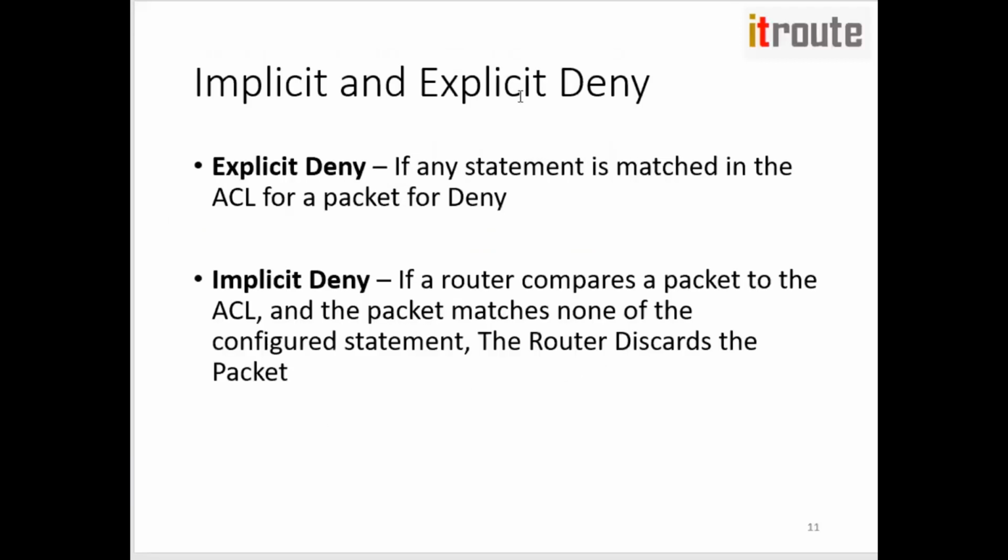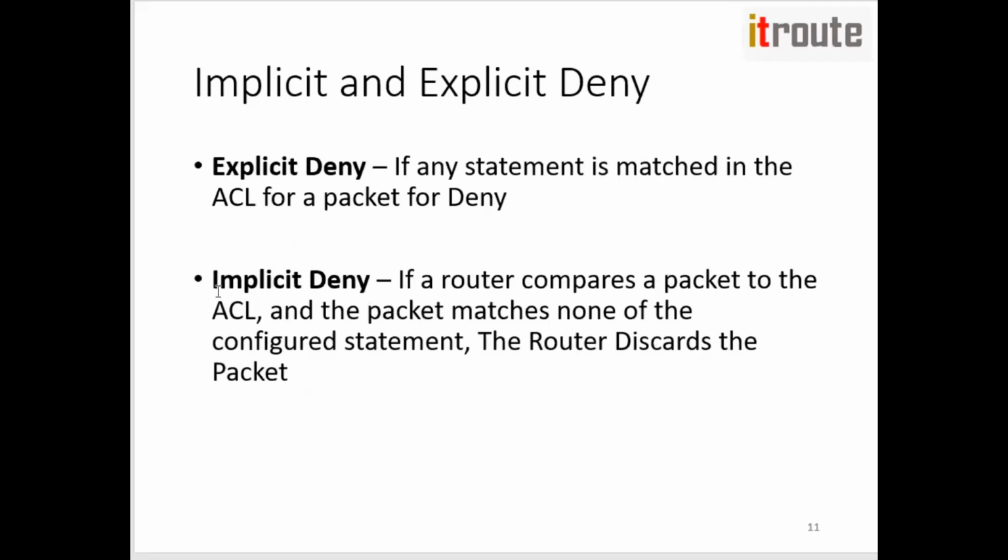So what are implicit and explicit deny? These are terms we need to remember. Explicit deny means a statement in the ACL is matched for a packet and denies it, so you tell the router that you want to deny that particular packet, IP or network. But implicit deny means if a router compares a packet to the ACL and the packet matches none of the configured statements, the router discards the packet.